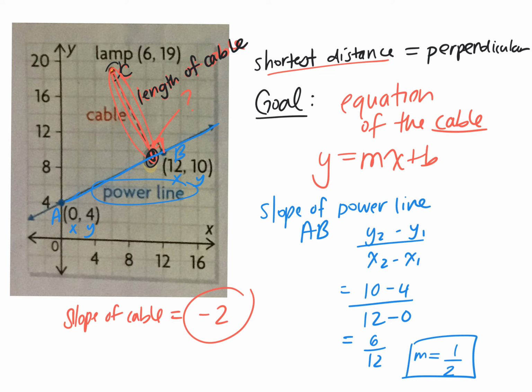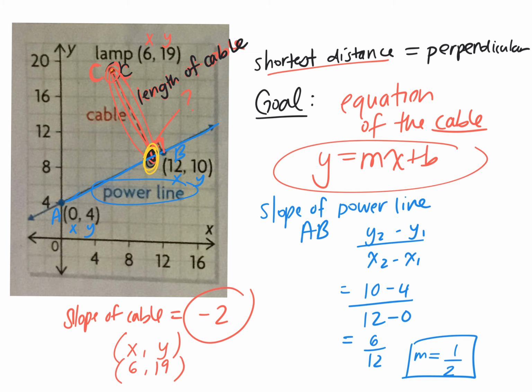So we're going to find the equation of the cable using the coordinate of C. We know one point on the cable. Do you know the point where it has to be connected? No, we don't. We know the lamp is at (6, 19). We know the slope is -2. So we're going to plug that information into y equals mx plus b, and we're going to solve for b.